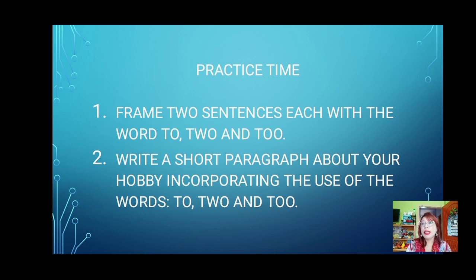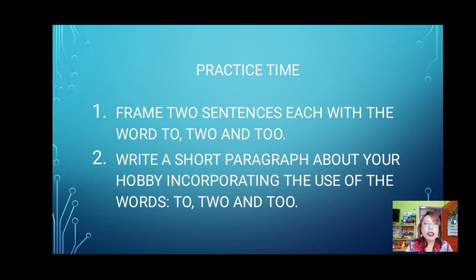So now there is a practice time for you all. Students, now that you have understood that to, two and too are homophone words, but have different spelling, meaning and grammatical uses, you need to frame 2 sentences of each of these words. And also you need to write a short paragraph about your hobby, making use of these 3 words which we have learned, the homophone words to, two and too. All right, students.